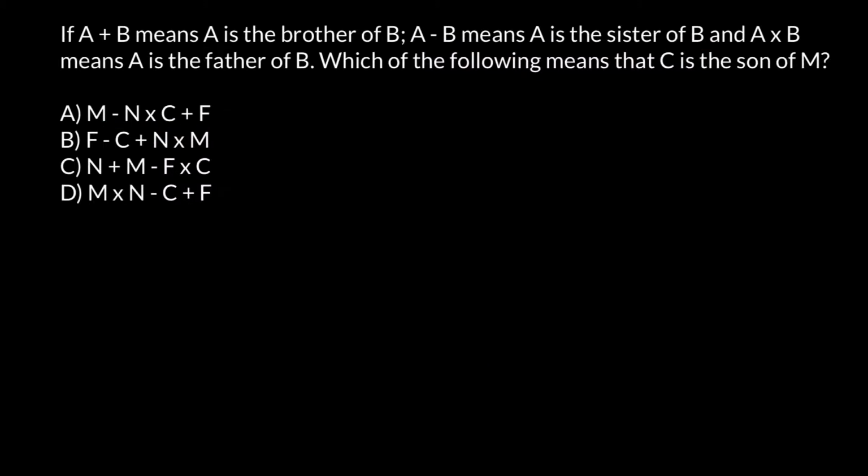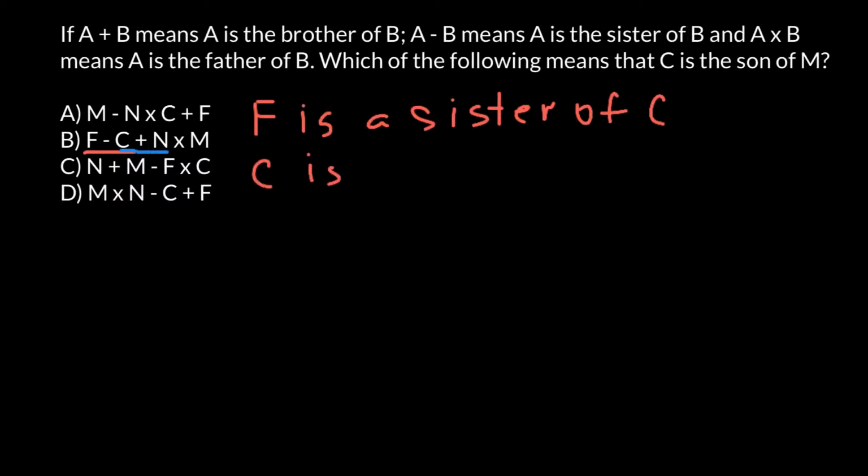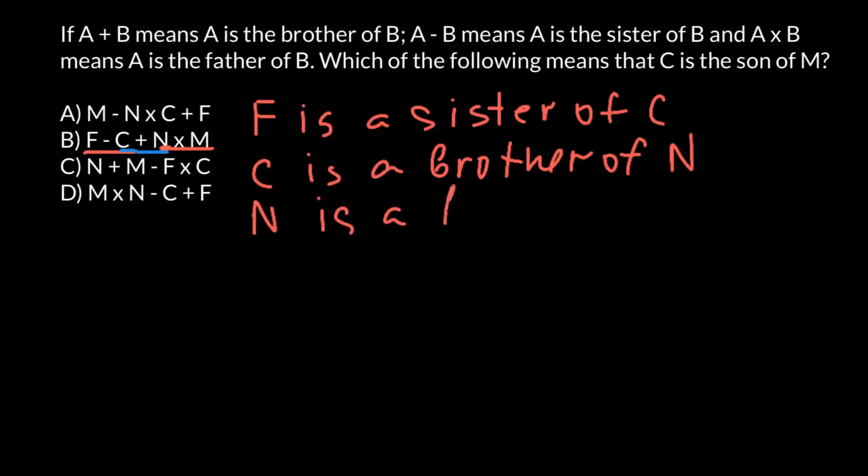Let's check the next answer. F minus C means that F is a sister of C. Then we have C plus N. That means that C is a brother of N. And next we have N times M. That means that N is a father of M.